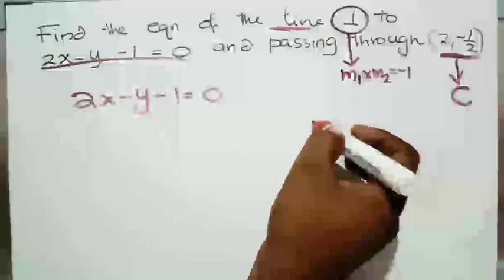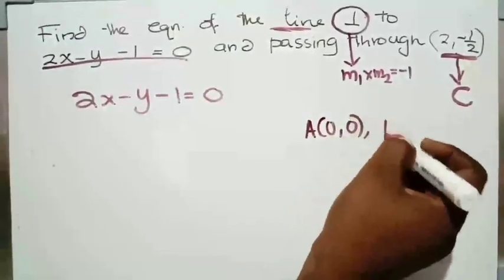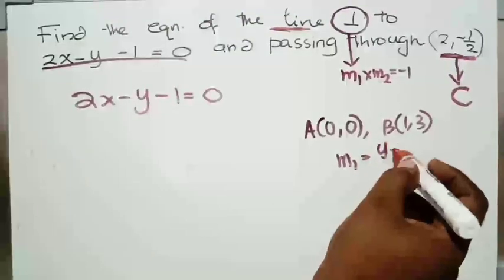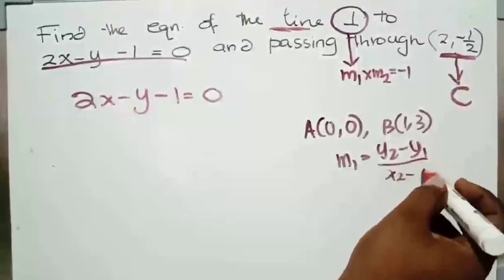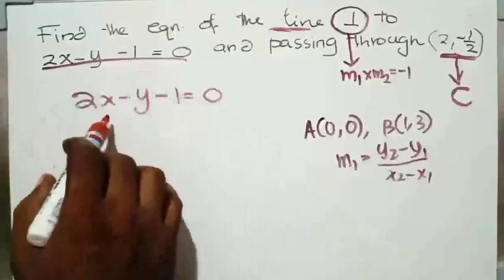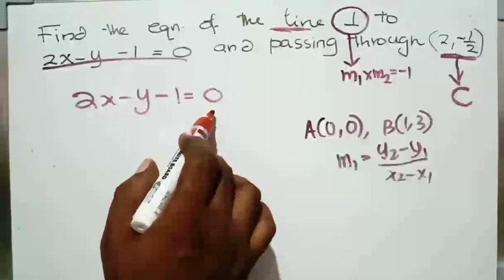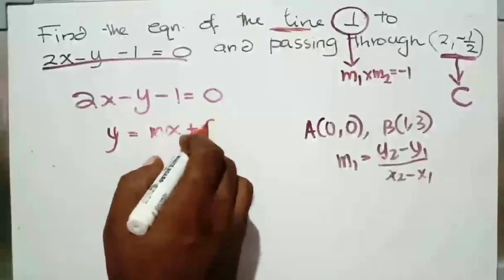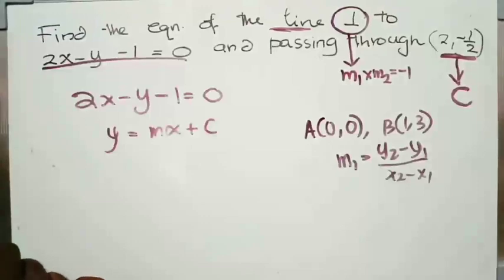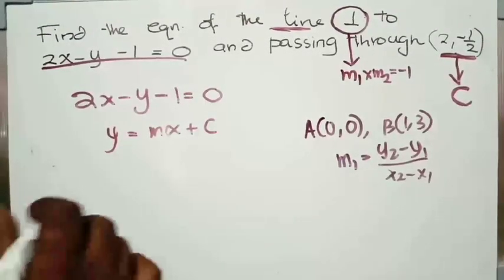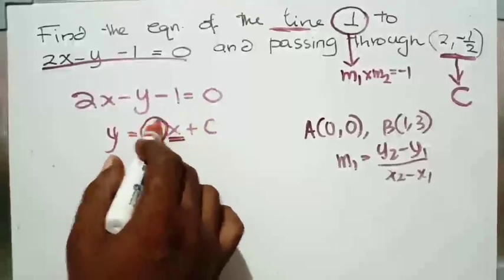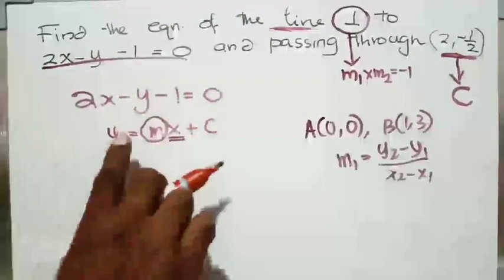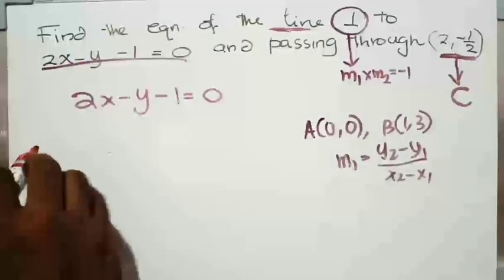So if 2 points are given, there we can find the gradient using the formula y2 minus y1 by x2 minus x1. And if the given line is given in the form of an equation, our task is to change it in the form of y equals mx plus c, so that the coefficient of x will be the gradient. So here, as it is mentioned as an equation, change it into the form of y is equal to mx plus c. For that, our task is very simple.